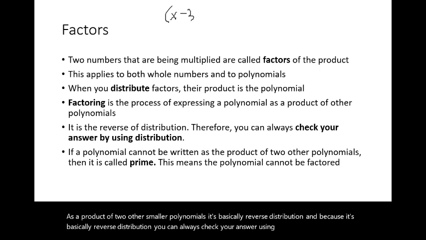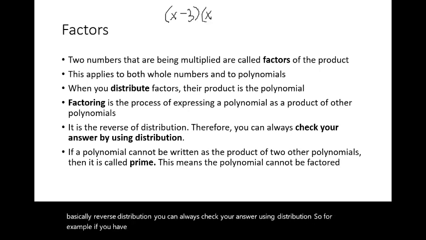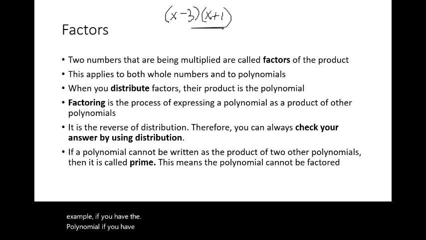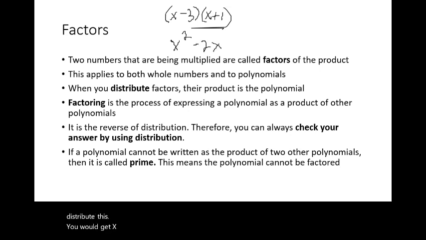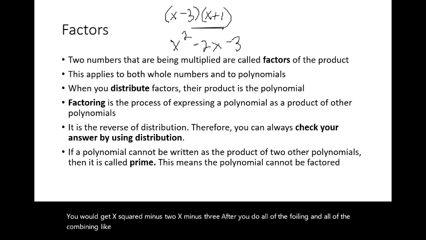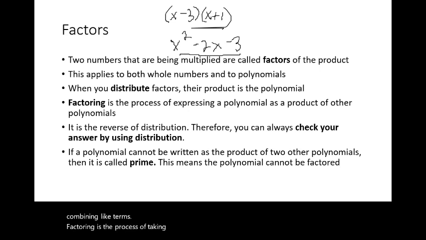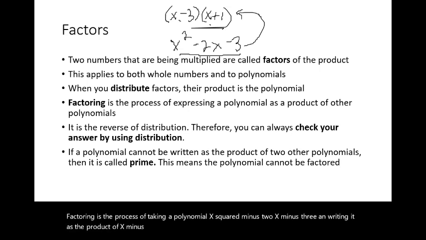So for example, if you have the binomials x minus 3 times x plus 1, if you were to fully distribute this, you would get x squared minus 2x minus 3 after you do all of the FOILing and all of the combining like terms. Factoring is the process of taking a polynomial like x squared minus 2x minus 3 and writing it as the product of x minus 3 times x plus 1.